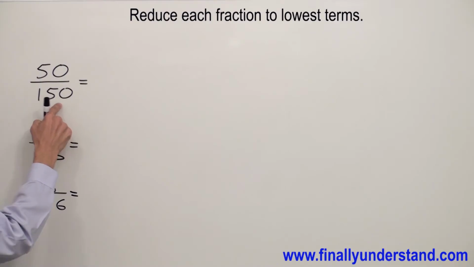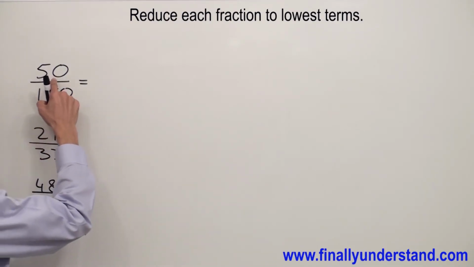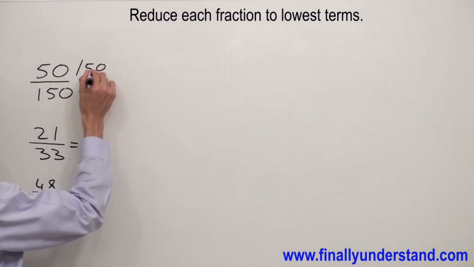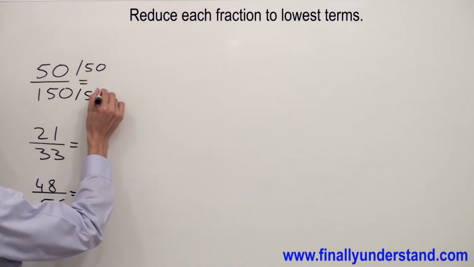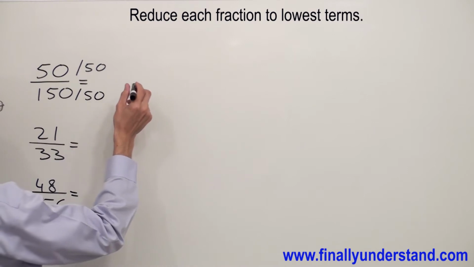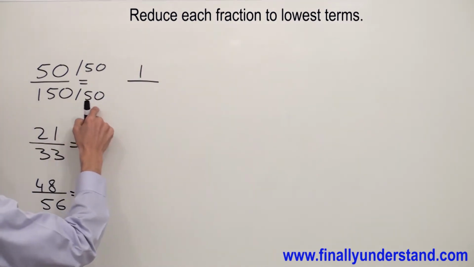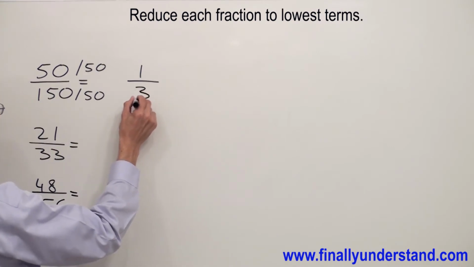Let's take a look at these examples. I have 50 over 150. 50 and 150 are divisible by 50. 50 divided by 50 is 1. 150 divided by 50 is 3.